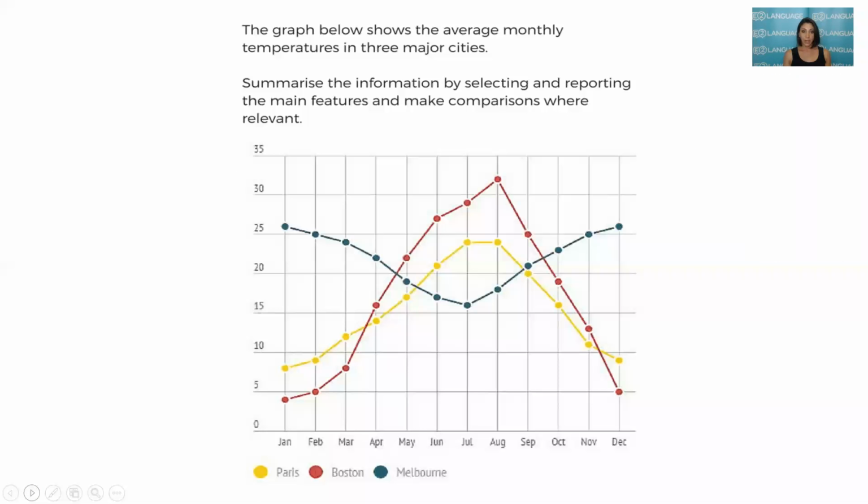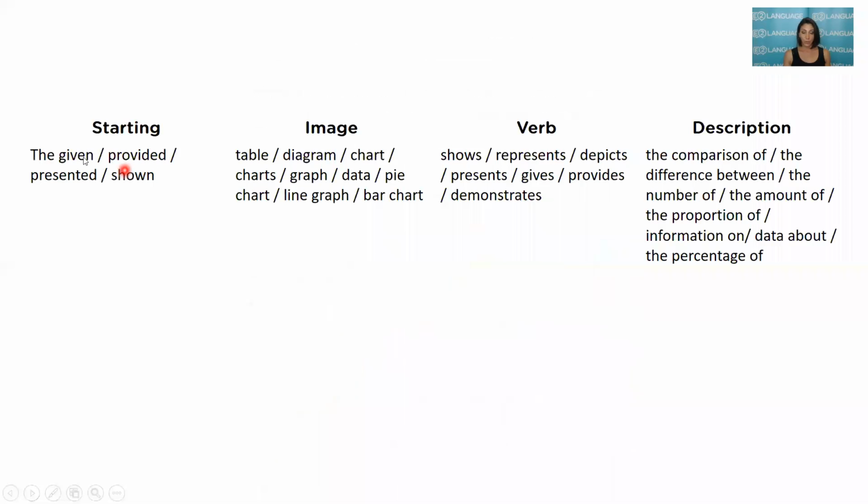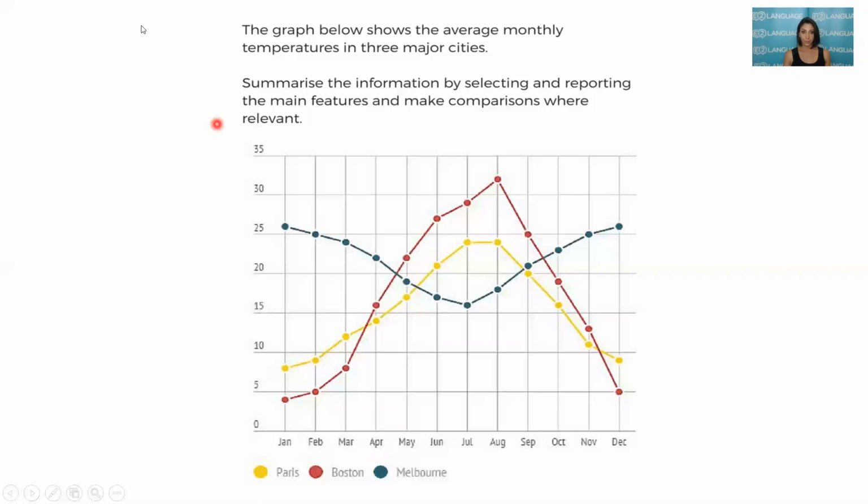So give that a try with this example. So the graph below shows the average monthly temperatures in 3 major cities. I want you to use one of these structures and paraphrase the prompt to write your introductory sentence. So I'll give you a couple of minutes. You can just type your answer into the chat.